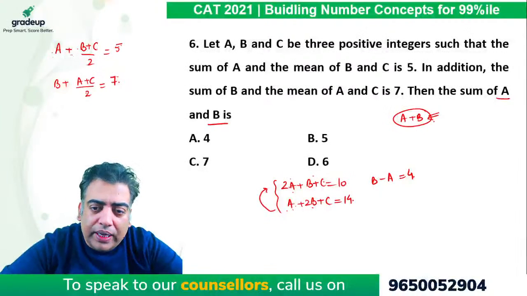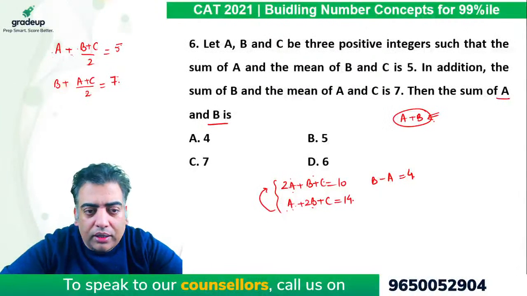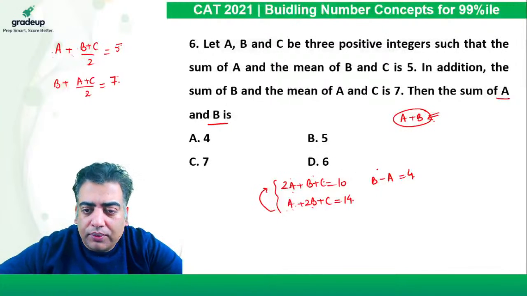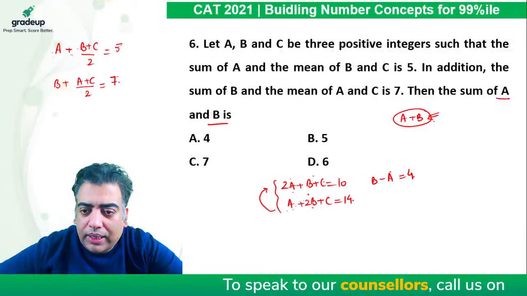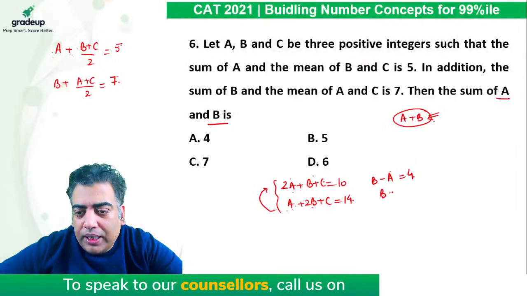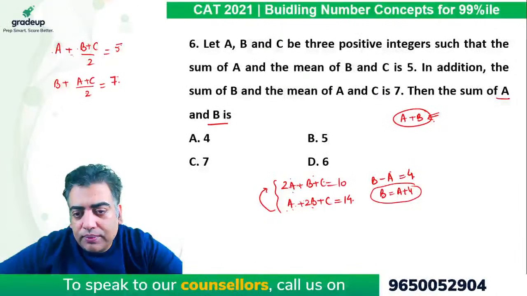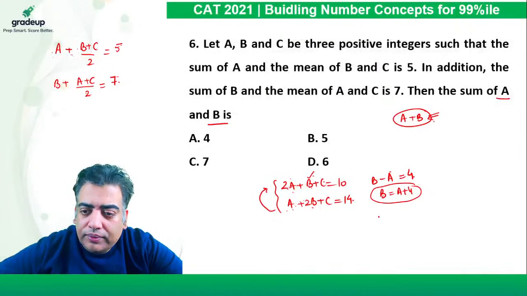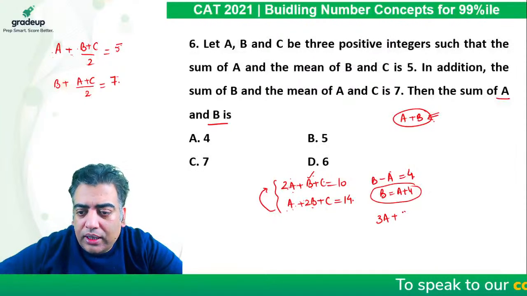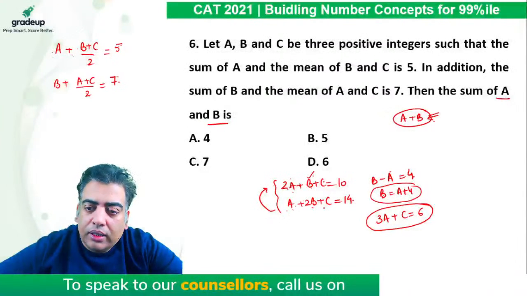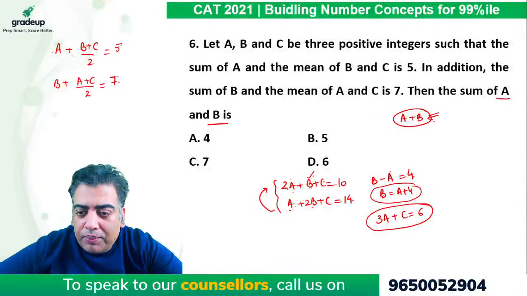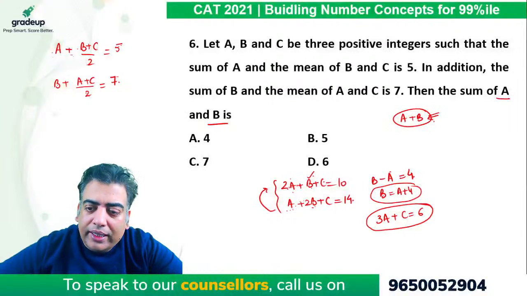Now we are required sum. If I put this particular value, let's say we convert these two equations to lesser variables. If I take B equal to A plus 4 and put it in either of the two equations, B is A plus 4, which gives me 3A plus C equals 6. And in the other equation, if I put B equal to A plus 4, the very same equation will get generated.